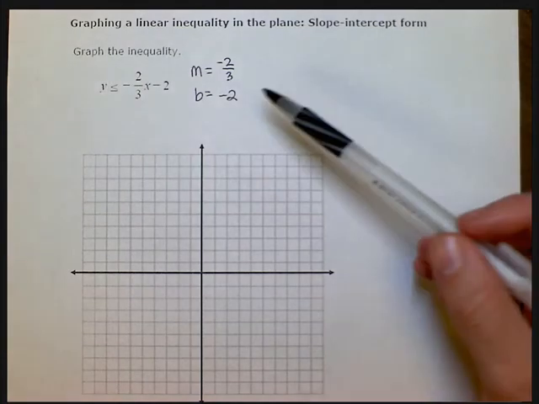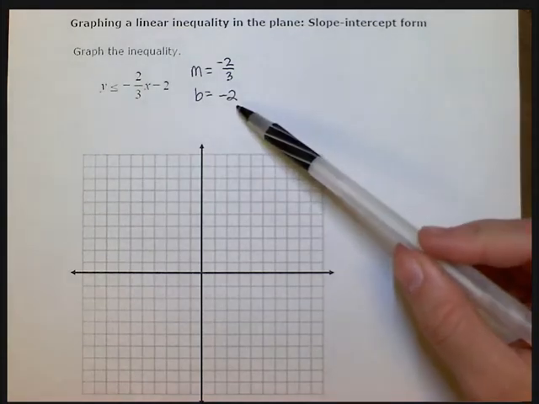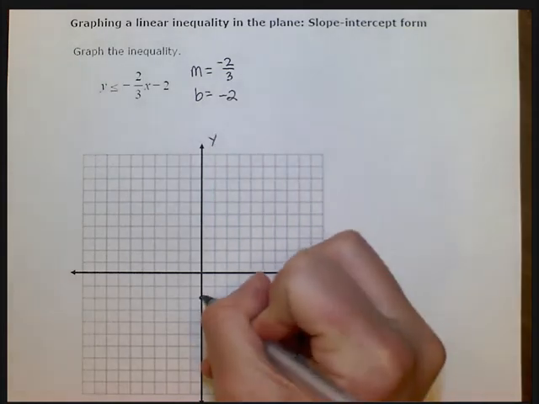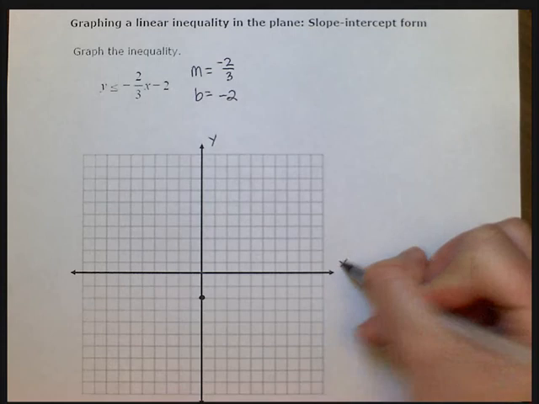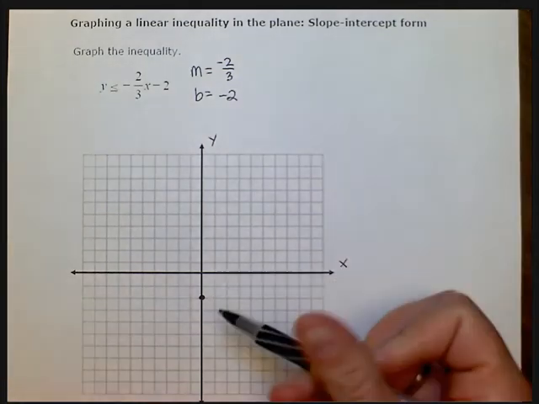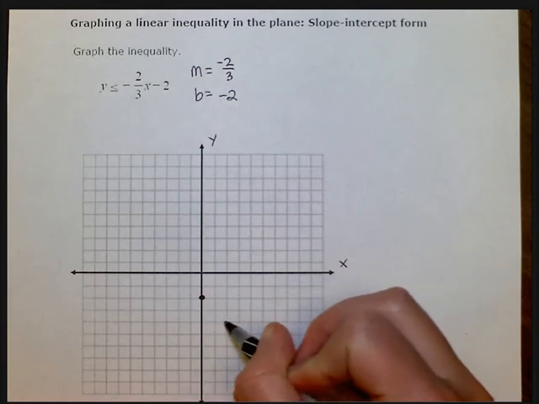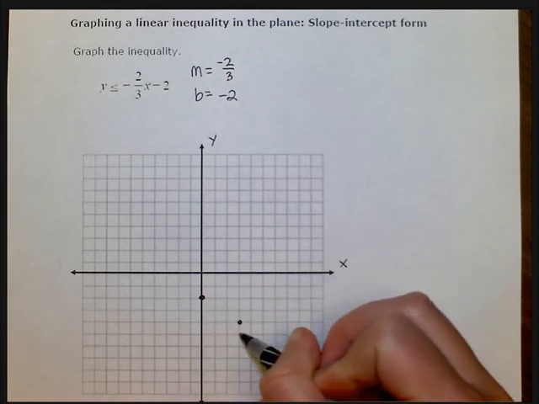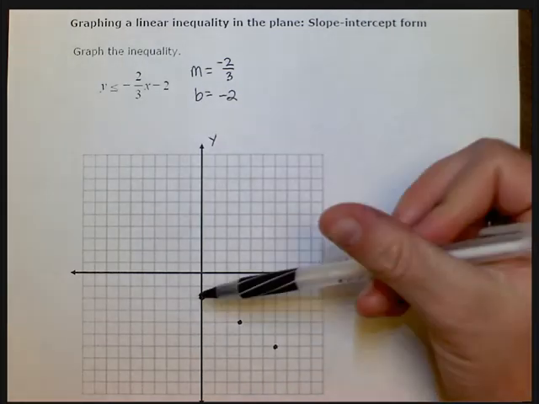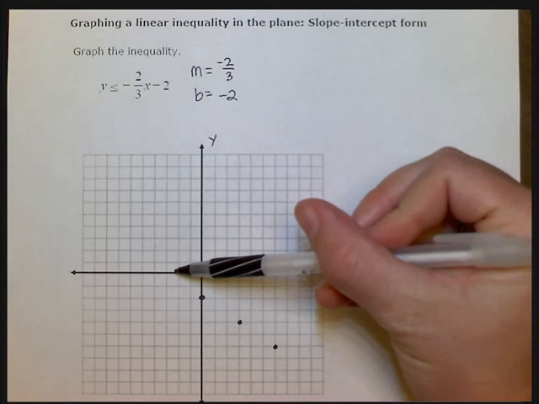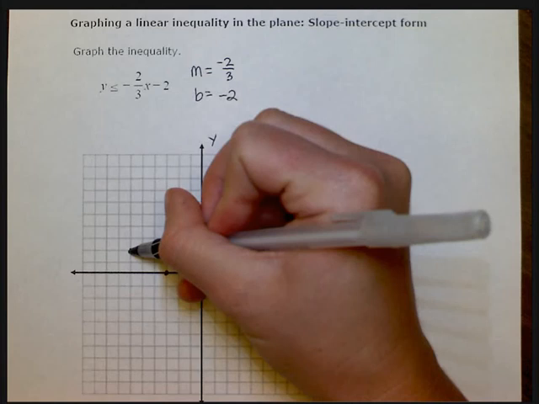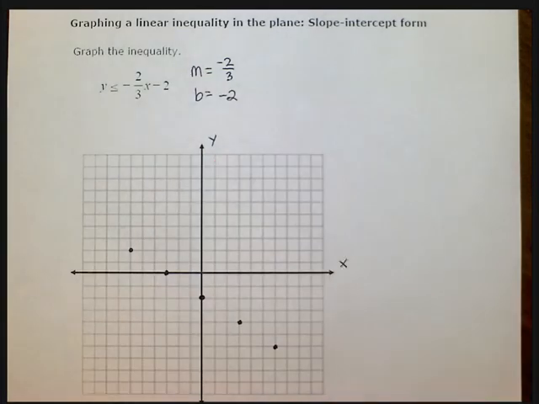I begin by graphing my y-intercept, or my starting point. I graph that along my y-axis and put a point at negative 2. Now I count my slope from my starting place. So I go down 2 over 3. And I can also count backwards by going up 2, backwards 3. You can see my line begin to form.